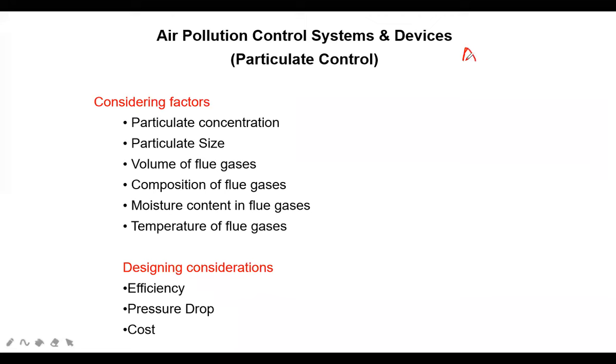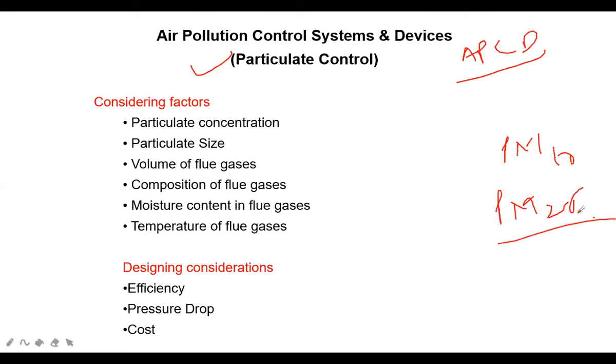Now I'm going to start with APCD, air pollution control devices. These are particularly applicable for particulate control, mind it. This means when your air or emissions contain a good amount of particulate pollutants. Do you know particulate pollutants? PM10, PM2.5. These are called particulate pollutants.